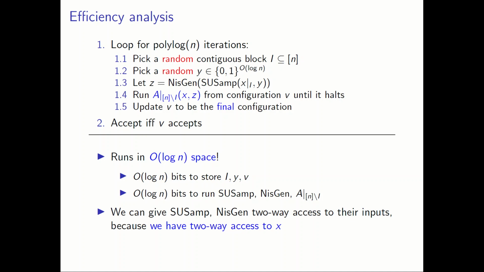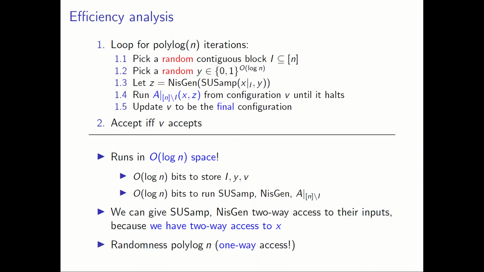Now this sticky point, that Nisan's generator needs to reread its seed many times, that's okay. We can give it two-way access to its seed, full access, because we're getting that seed from the input X. And we have full unrestricted access to our input. We only get one-way access to our random bits, but we get full access to our input. That's right. We can recompute Z every time we need a bit of Z. We can recompute the whole thing.